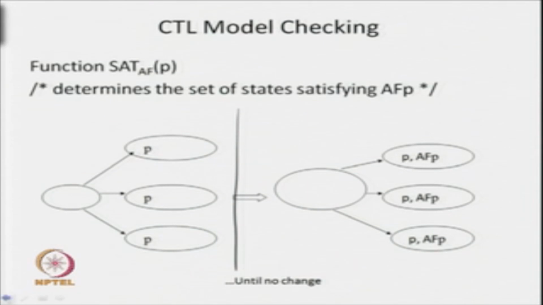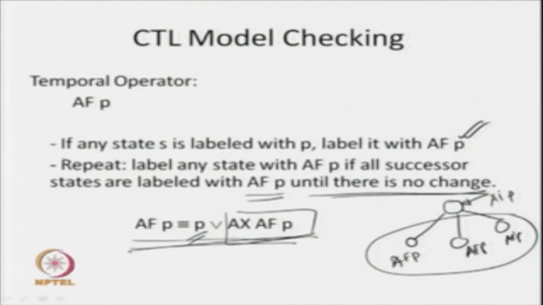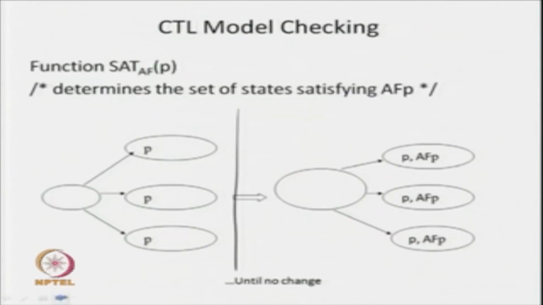Now, according to this first rule, we are saying that if any state S is labeled with P, label it with AFP. Since P is true in these three states, we label them with AFP. This is the first step. Then we repeat our procedure until there is no sense in continuing.